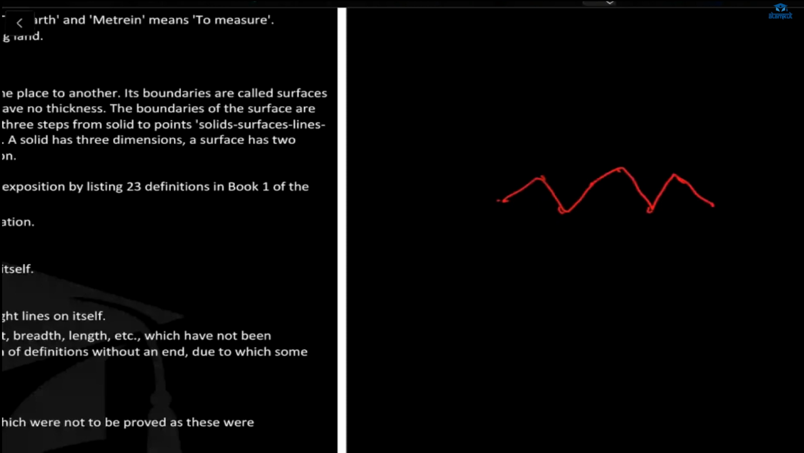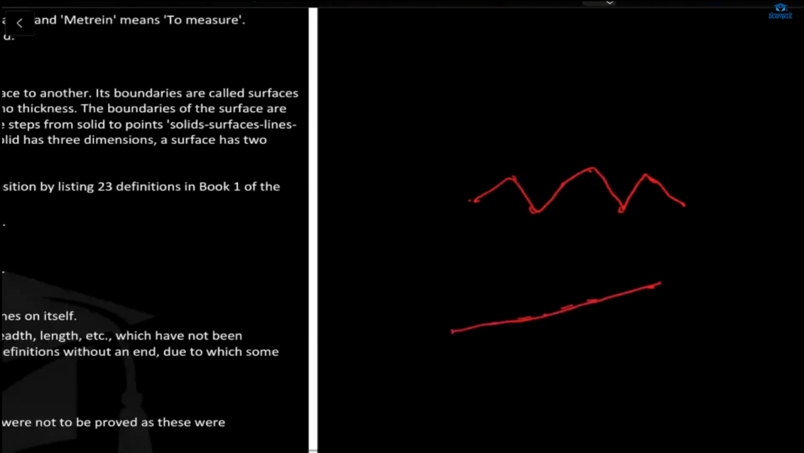A surface is that which has length and breadth only. A surface is that which has length and breadth, length and breadth both. Now the edges of a surface are lines.